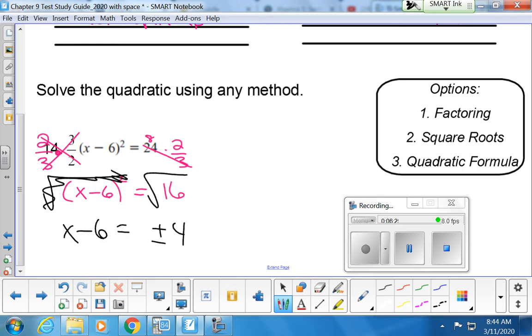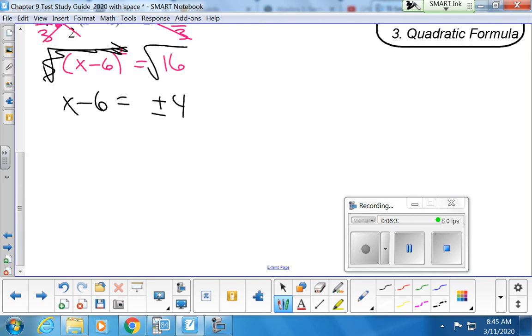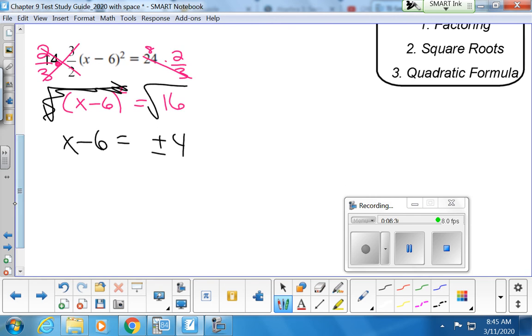Now this is the challenging one. We have our plus or minus 4 up here before we do our last step. So we have 2 separate and distinct answers. What is my last step?